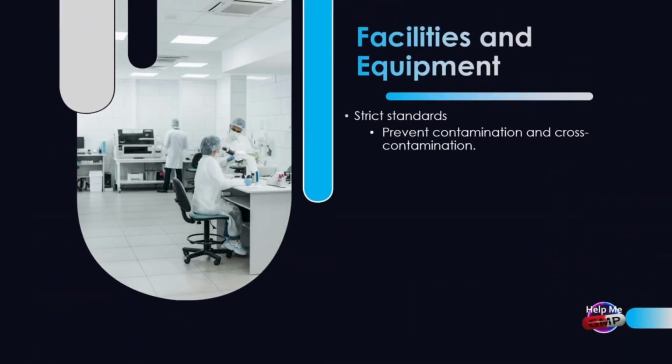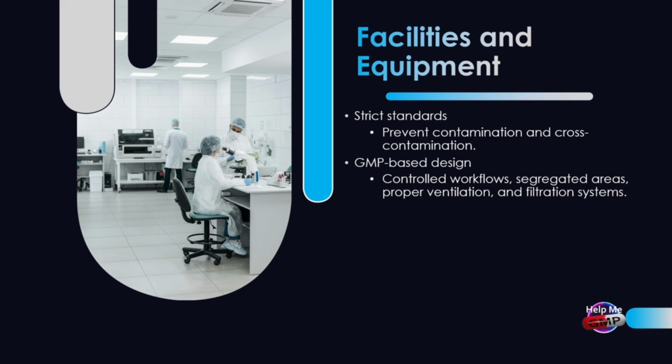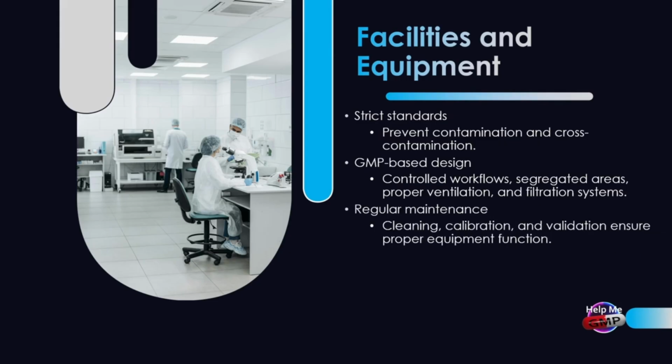Facilities and equipment must adhere to strict standards to prevent contamination and cross-contamination. The physical environment where pharmaceutical products are manufactured plays a crucial role in ensuring product safety and efficacy. Facilities must be designed with GMP principles in mind, incorporating controlled workflows, segregated areas for different production stages, and appropriate ventilation and filtration systems. Regular maintenance, cleaning, and calibration are essential to assure that equipment operates within specified parameters. Equipment must be validated and regularly requalified to confirm that it continues to function as expected.